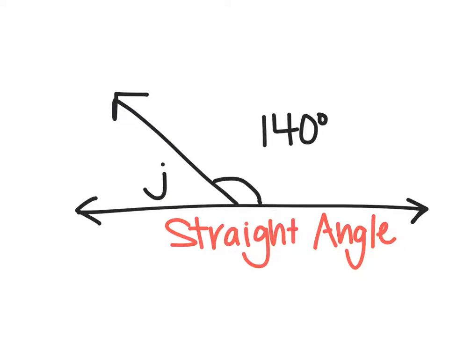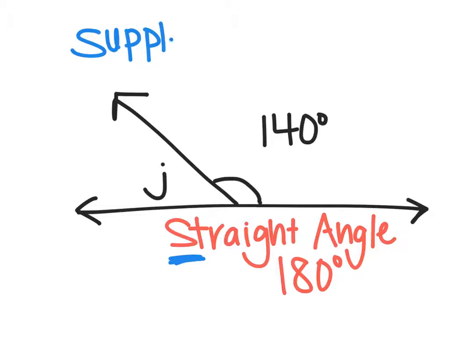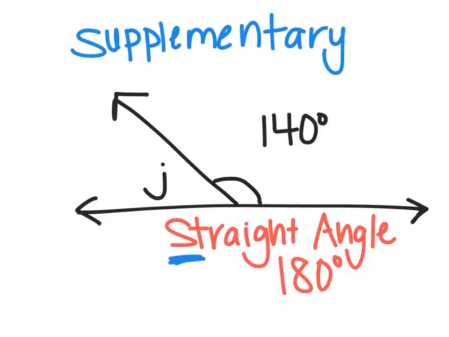Okay, we know already that straight angles equal 180 degrees. So because it's a straight angle, these two angles together are going to be supplementary. Okay, so we know that this angle right over here equals 140 degrees. What we don't know is what angle J equals.